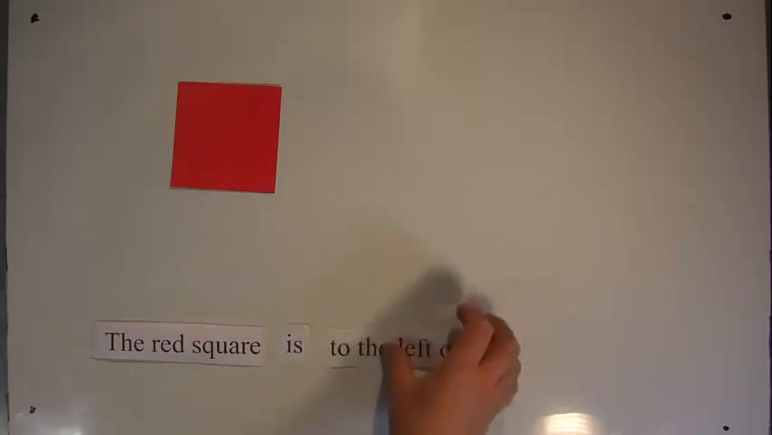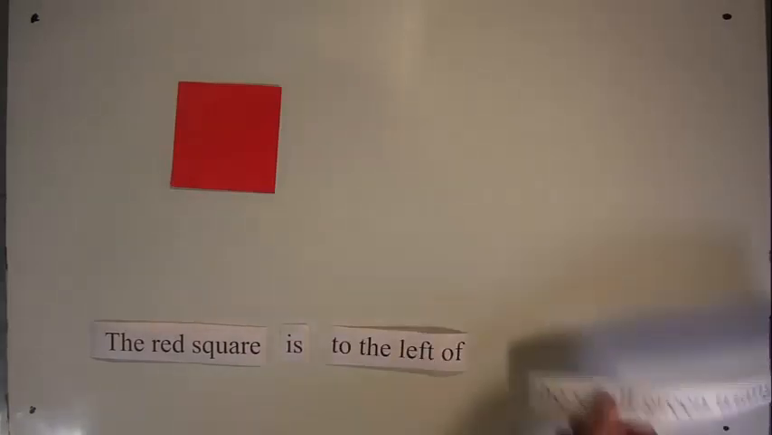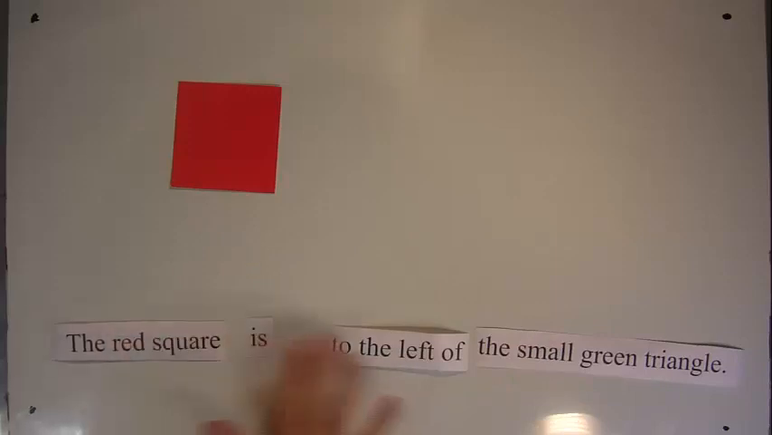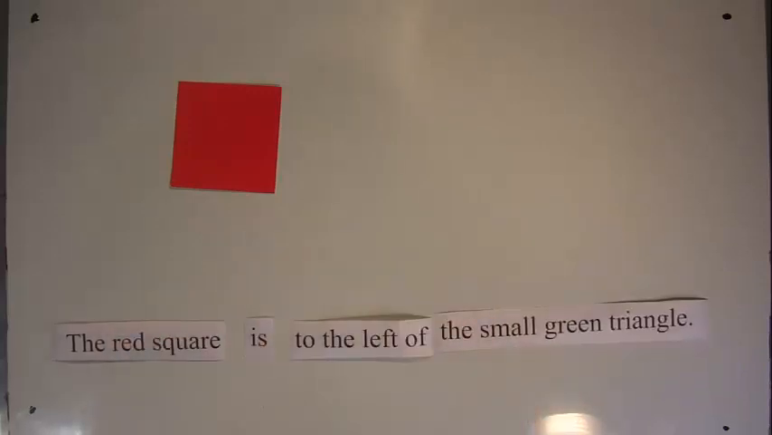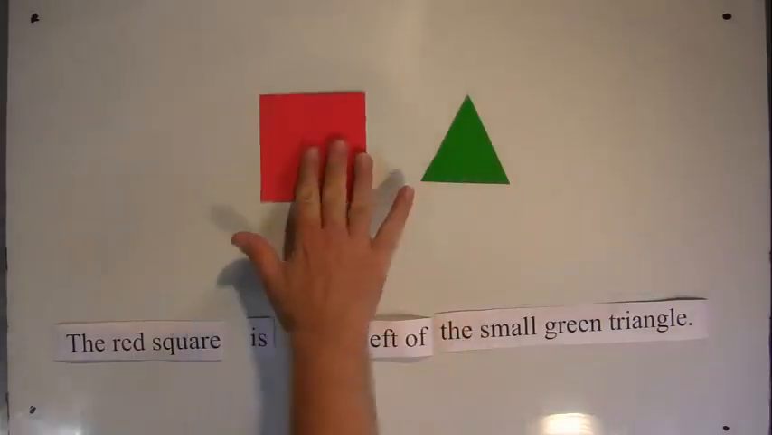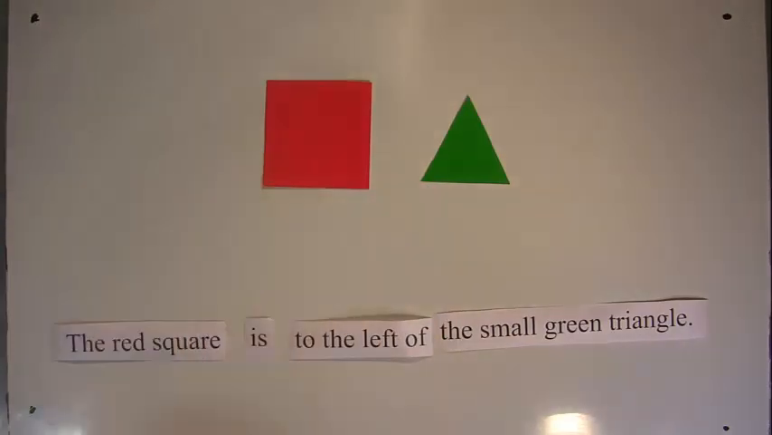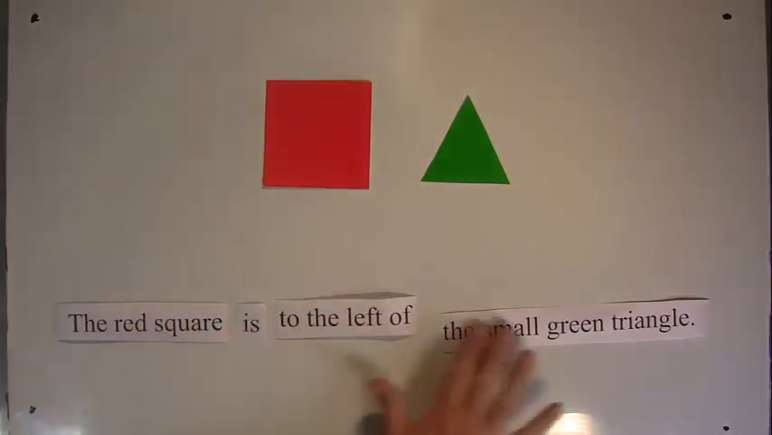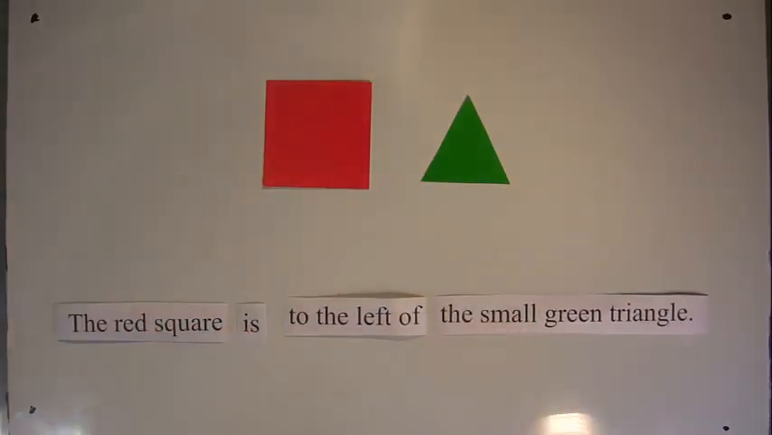So let's start again with our red square. So here we go. The red square is to the left of the small green triangle. So the red square is to the left of the small green triangle. See, that's to the left. The red square is to the left of the small green triangle.